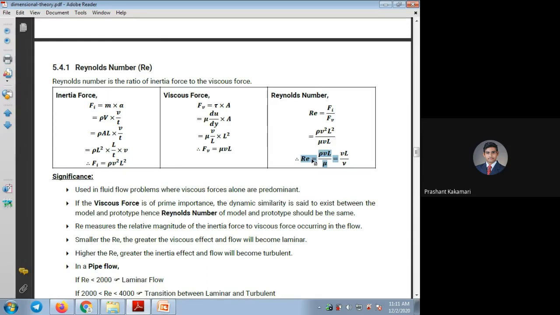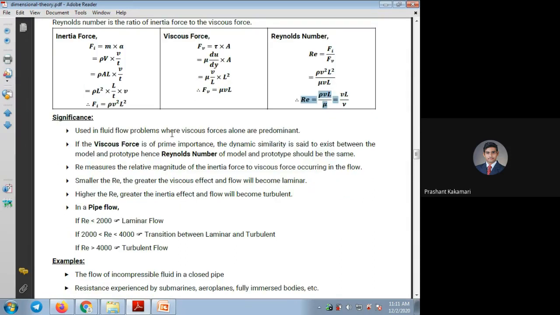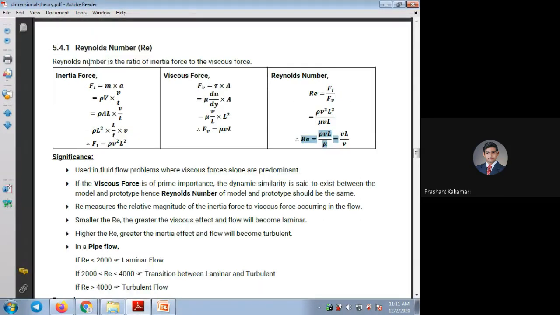So what is the significance? Now this is used in fluid flow problems where viscous forces alone are predominant. Where the viscous forces are acting and we need to find out with respect to viscous force what is the property of the fluid or what is the Reynolds number of the fluid, then we can go by Reynolds number. Okay. If the viscous force is of prime importance and the dynamic similarity is said to exist. So later we'll see what is this dynamic similarity.